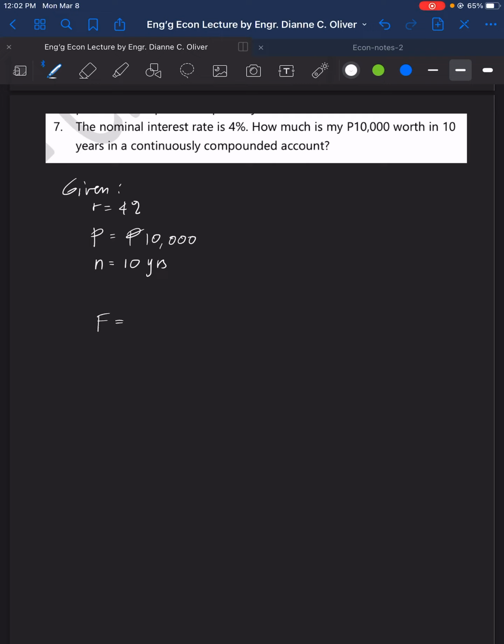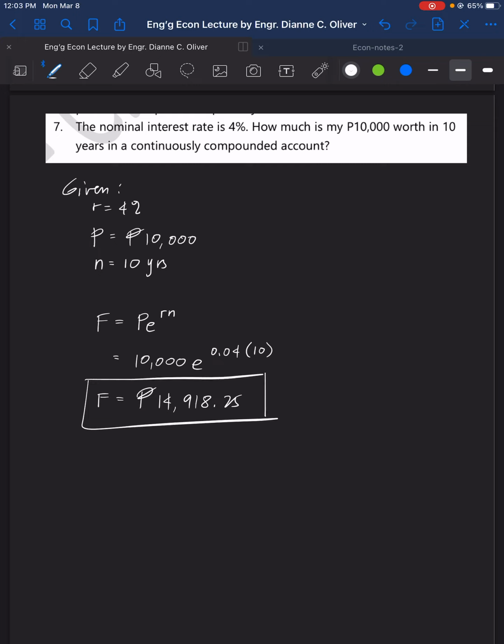The formula for the future worth for continuous compounding is P e raised to R N. So present worth is 10,000 times e raised to R, which is 0.04, multiplied with 10 years. So future worth becomes 14,918.25 pesos. So that is the future worth if it is a continuously compounded amount.